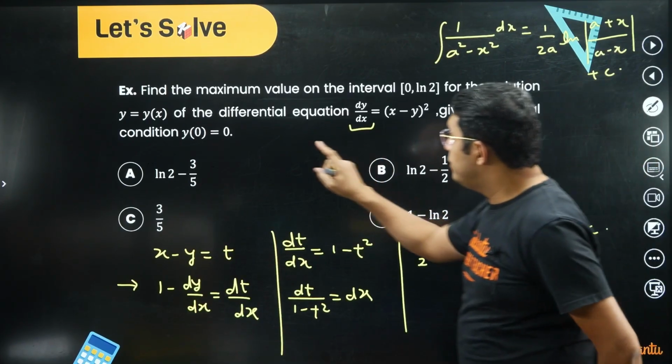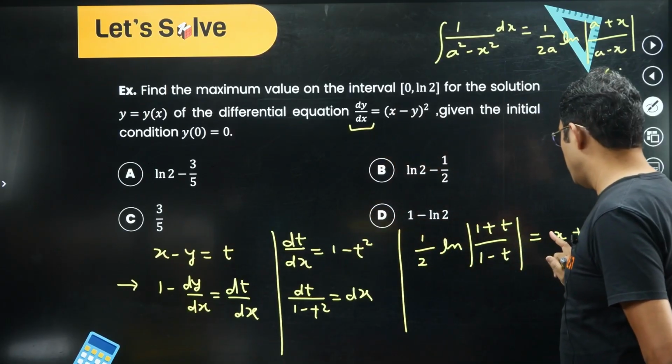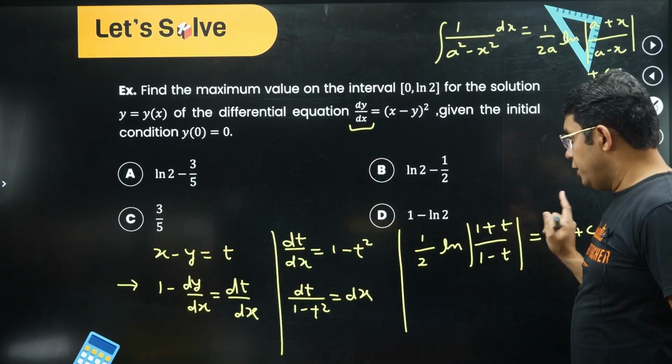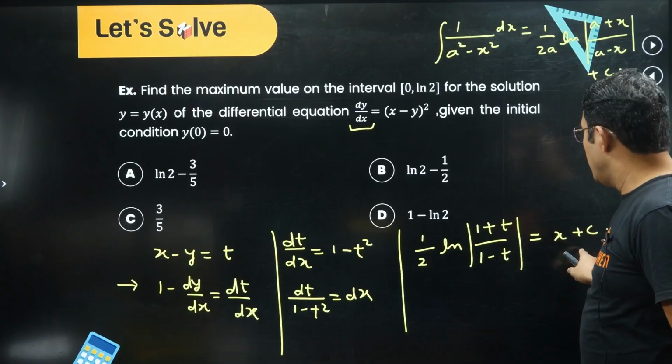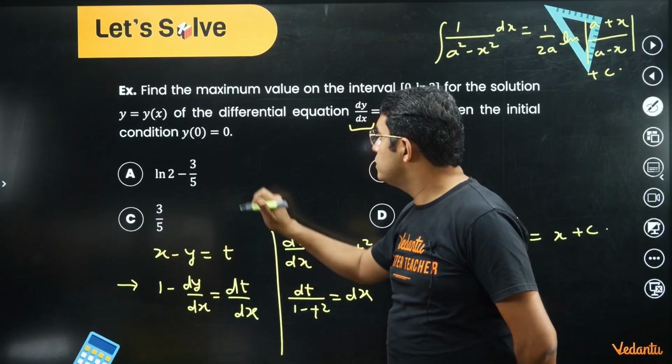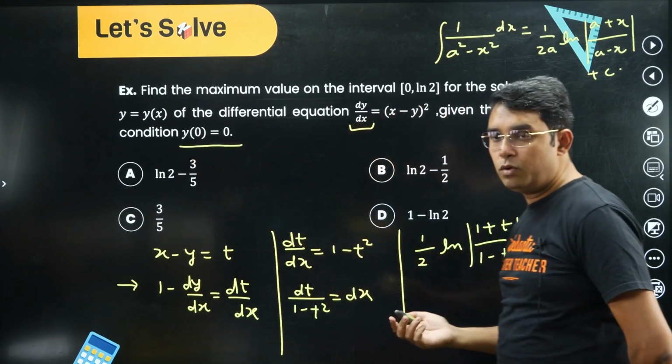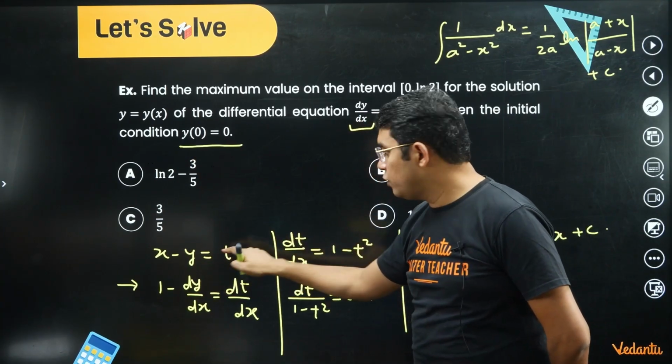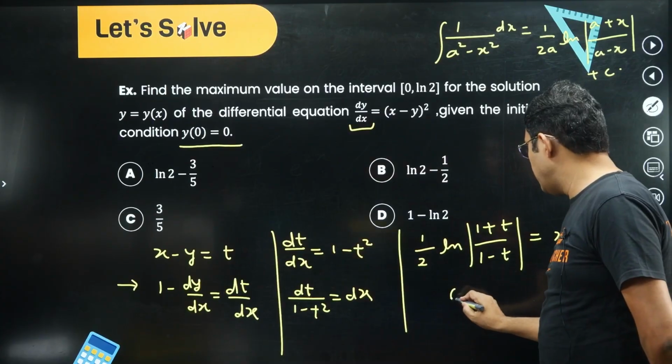Now we are given the initial condition y0 is equal to 0. So if you put x equal to 0, y should be 0, and y being 0 means this t will also be equal to 0. Please understand, if y0 is 0, x and y both being 0 will give you t also 0. So here this will also become 0.